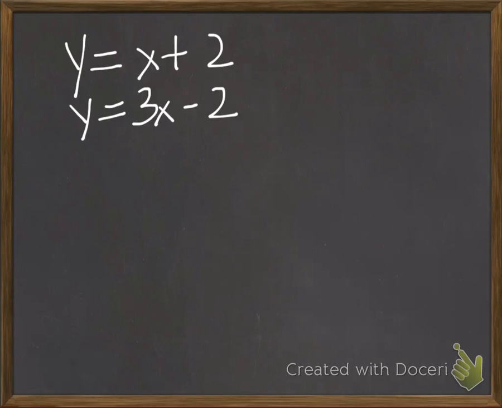Okay, so when we find the solution of a system using graphing, we will graph both of these lines and then we will see where they intersect. When it's asking for a solution to the system, it's asking, is there a specific ordered pair that you can substitute into y equals x plus 2, and then also substitute into y equals 3x minus 2, and it solves both equations? So that's what we're trying to solve.